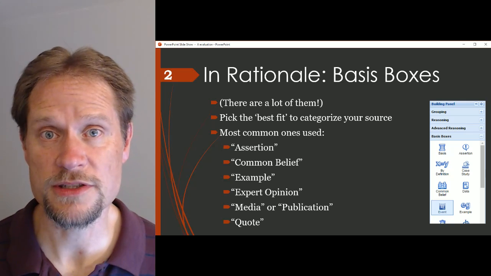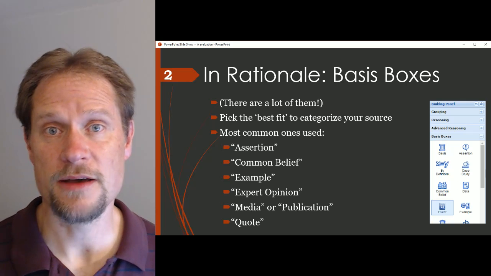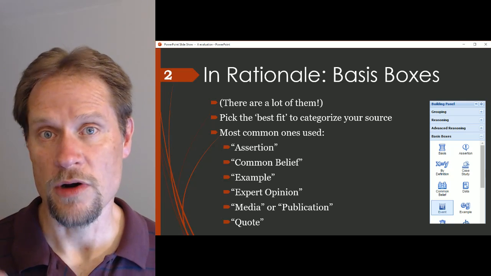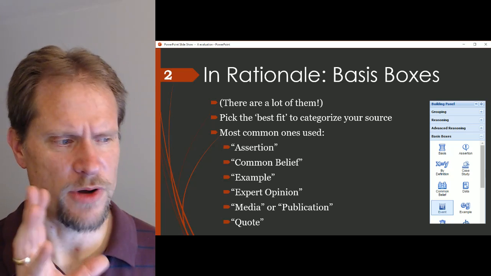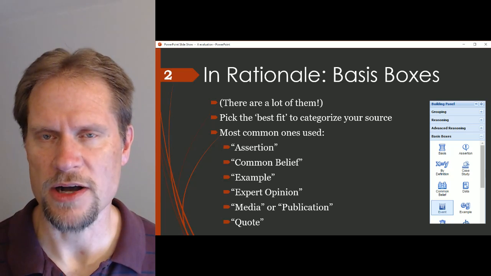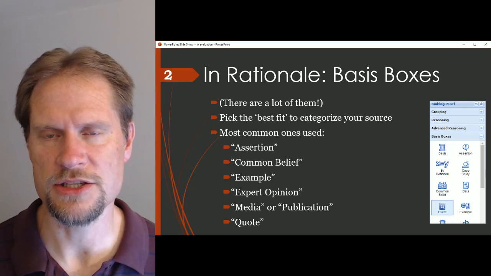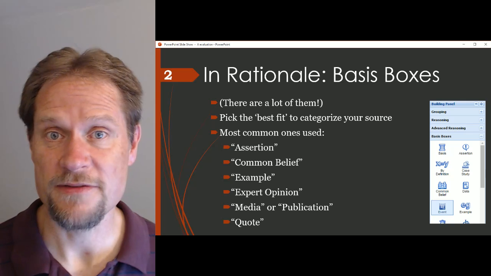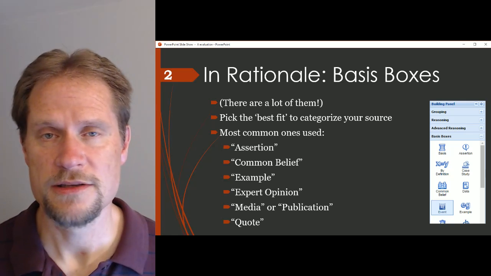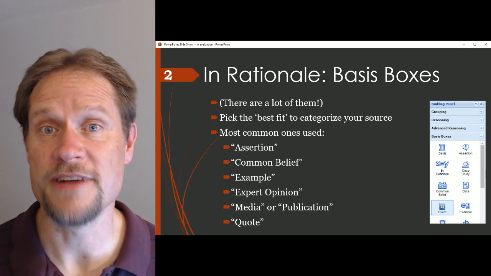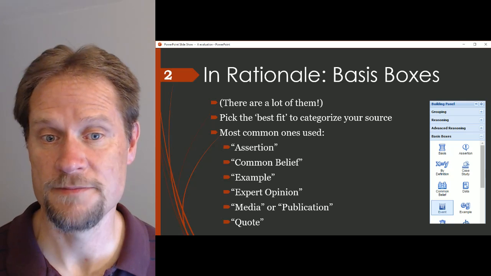Another popular source for claims that start arguments is that you find them in the media or a publication, right? And by publication, we mean broad. There's also a website basis box too, but they're all kind of interchangeable, right? We're talking about media in general, and you would identify the particular media source, Time, Newsweek, CNN, whatever it is, and then you would evaluate how trustworthy and reliable you think that media source is, okay?